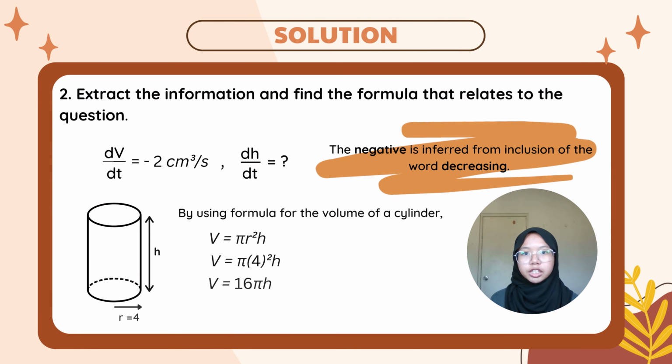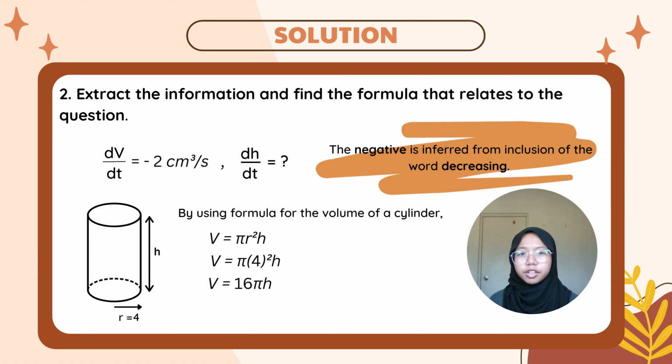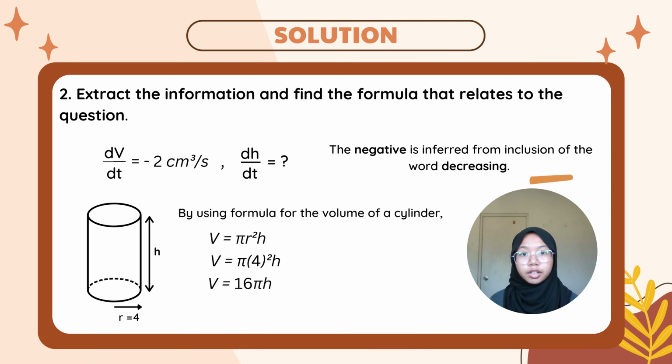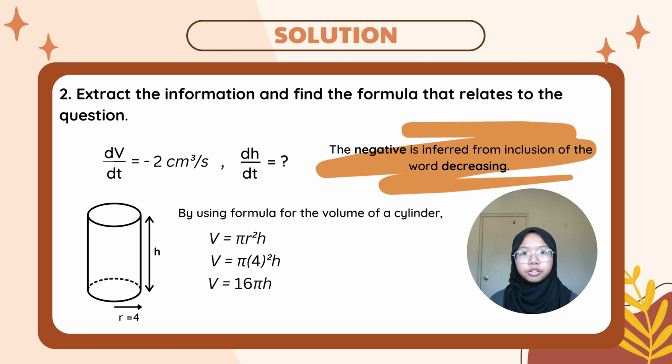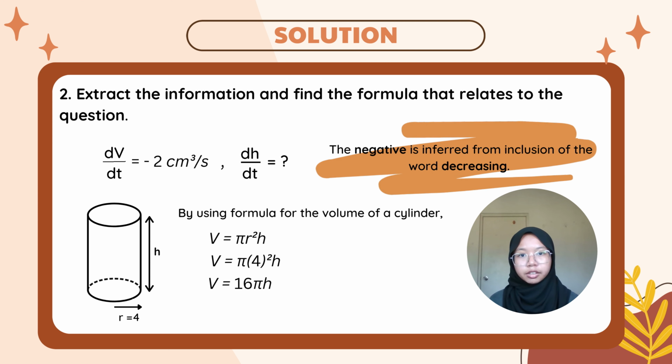The next step, we need to extract the information and find the formula that relates to the question. Given that dV over dt equals negative 2 cm cubed per second, the negative is inferred from the word decreasing, and we need to find dh over dt. The formula for the volume of a cylinder is V equals pi r squared h. Using this formula, we get volume equals 16 pi h.